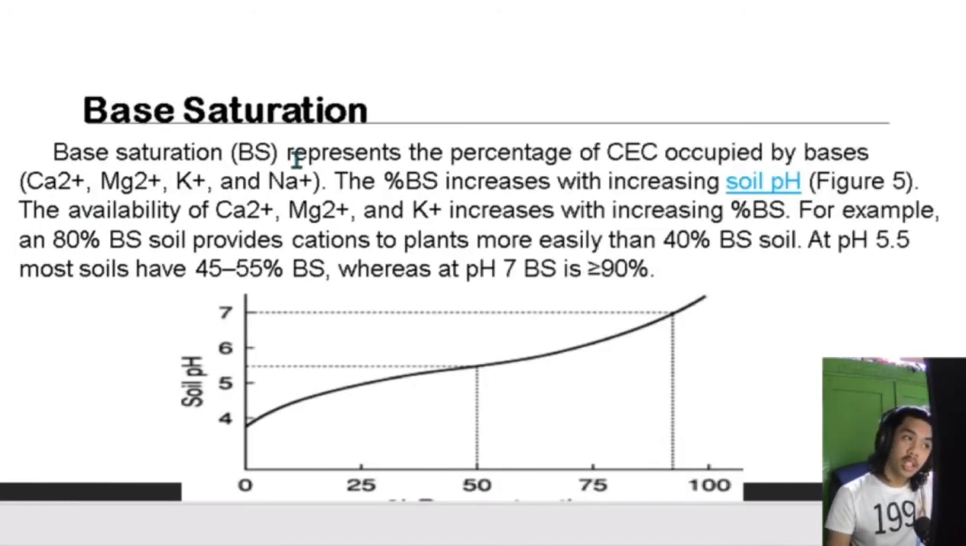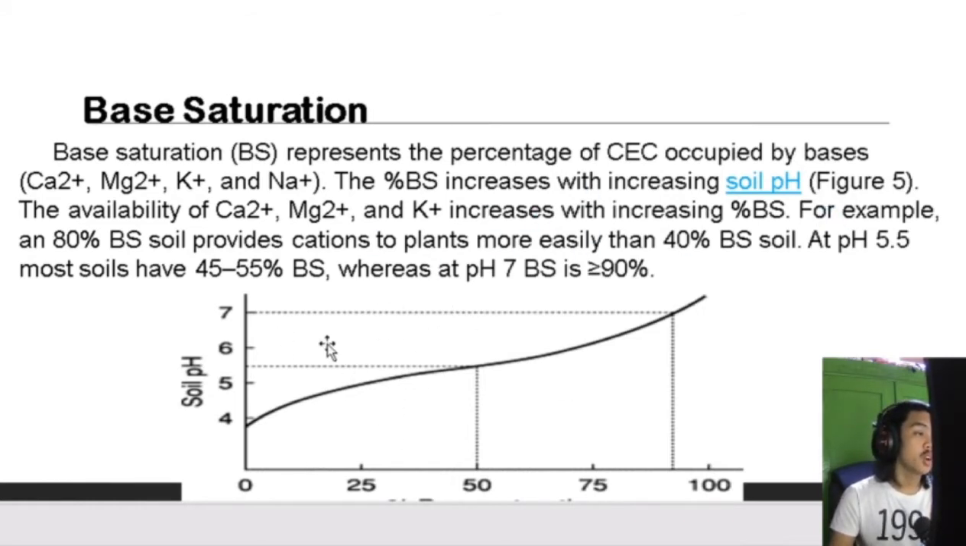Next would be the percentage of CEC occupied by bases of the nutrients mentioned earlier. It is always measured in percentage. And with the increasing soil pH. What is soil pH? Soil pH is basically the basicity of your soil. The higher it is, the more alkaline it is, and the lower it is, the more acidic it is.